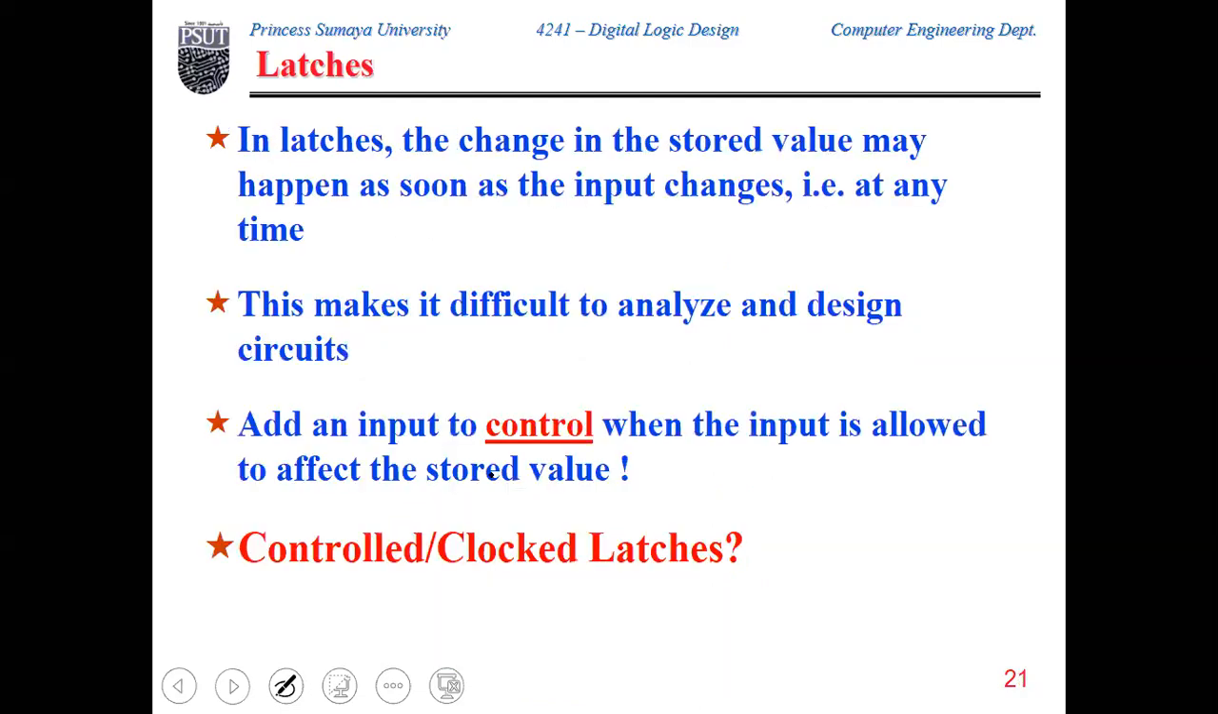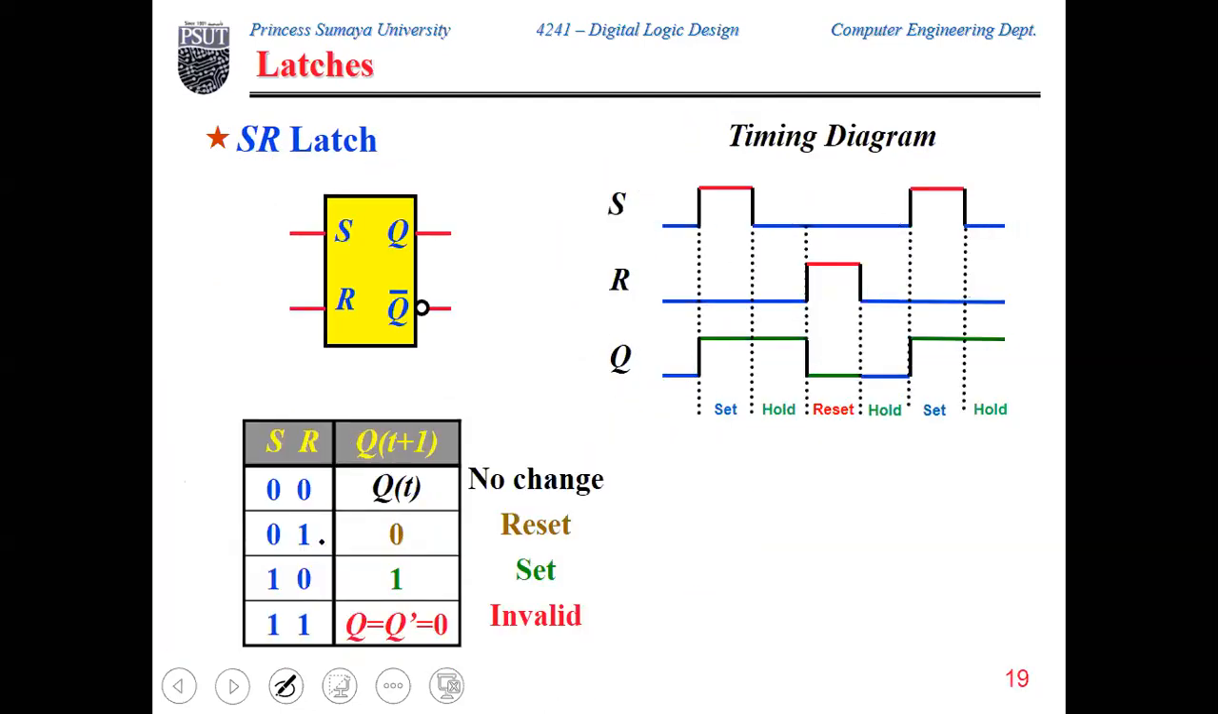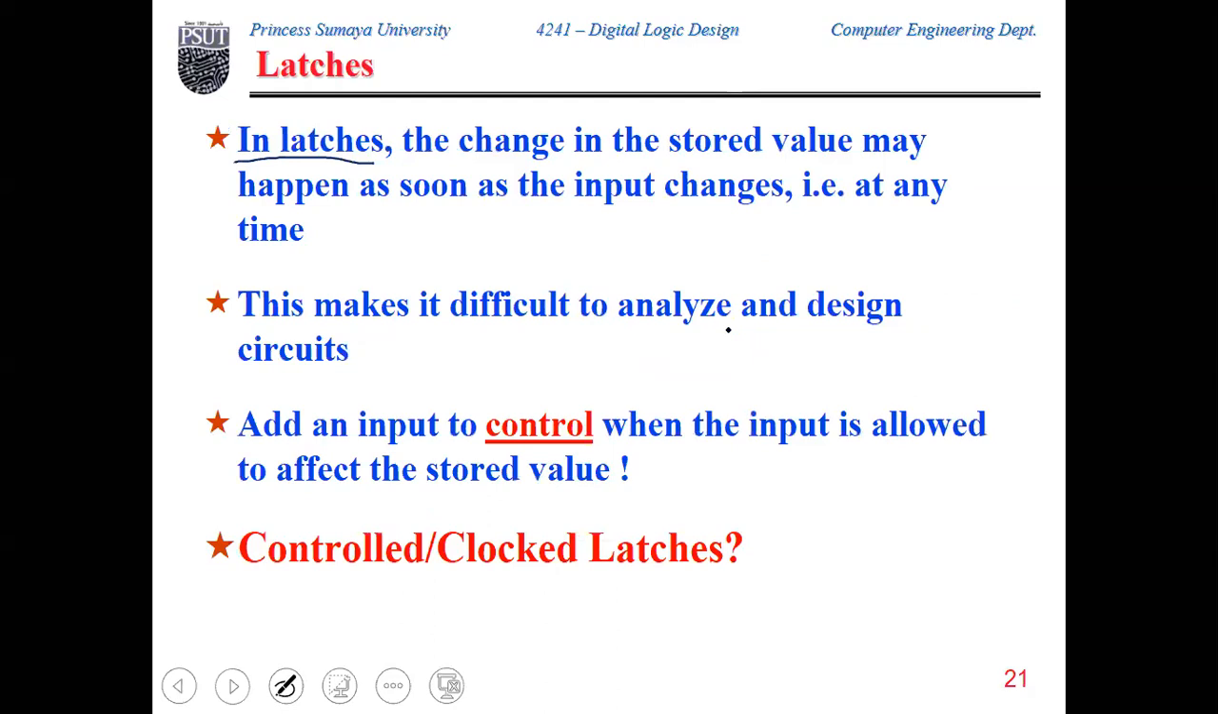If we look at these latches, and I go back to this timing diagram, we see that as soon as either S or R changes, the stored value is allowed to change as soon as the input changes. So we said that there is no control for the user to decide when to allow the change in the input to affect the stored value.